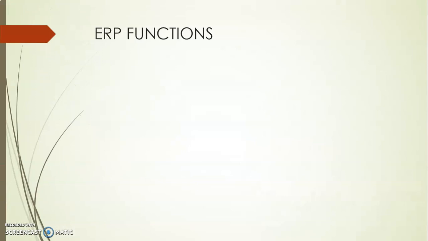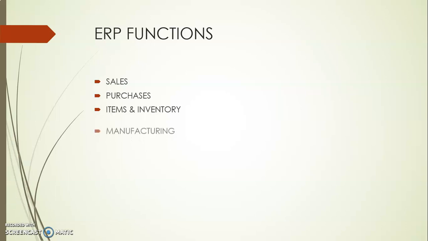What are the functions in this FrontAccounting? One, the sales operations are covered under the functions in this ERP. Two, purchasing transactions. Three, items that you buy and you stock in your organization, items that you manufacture and stock in your organization, and that inventory you can track with this system.